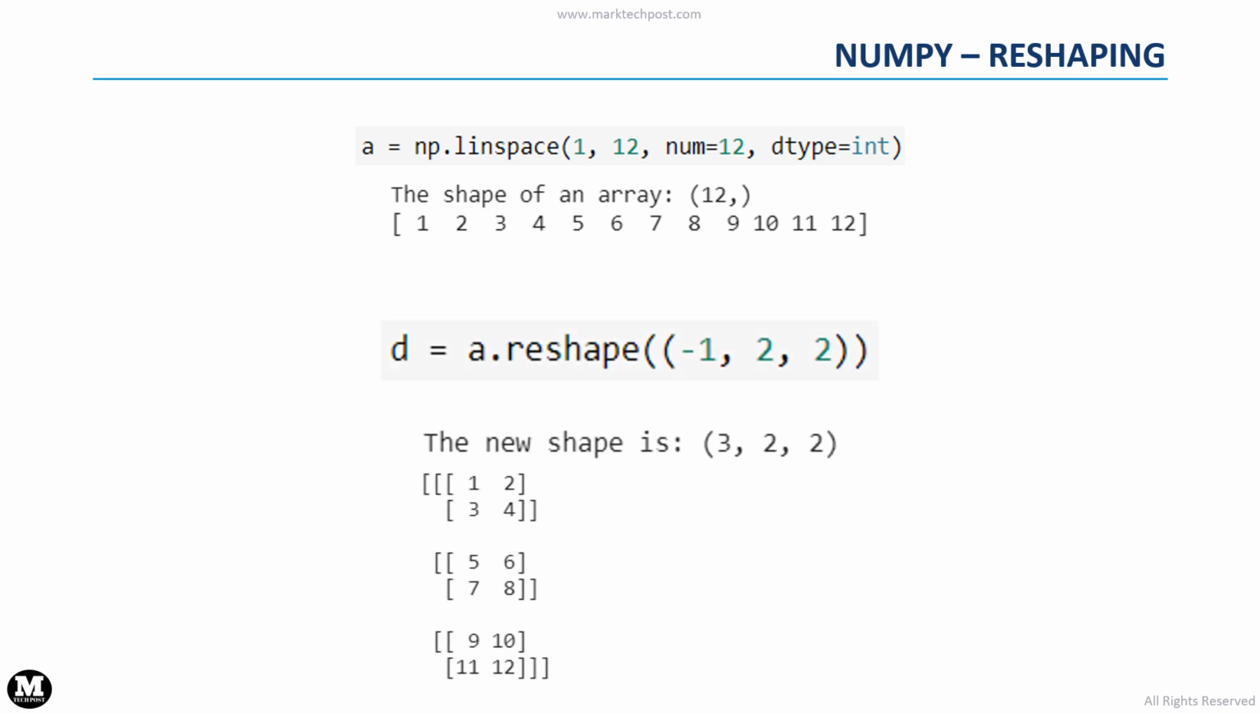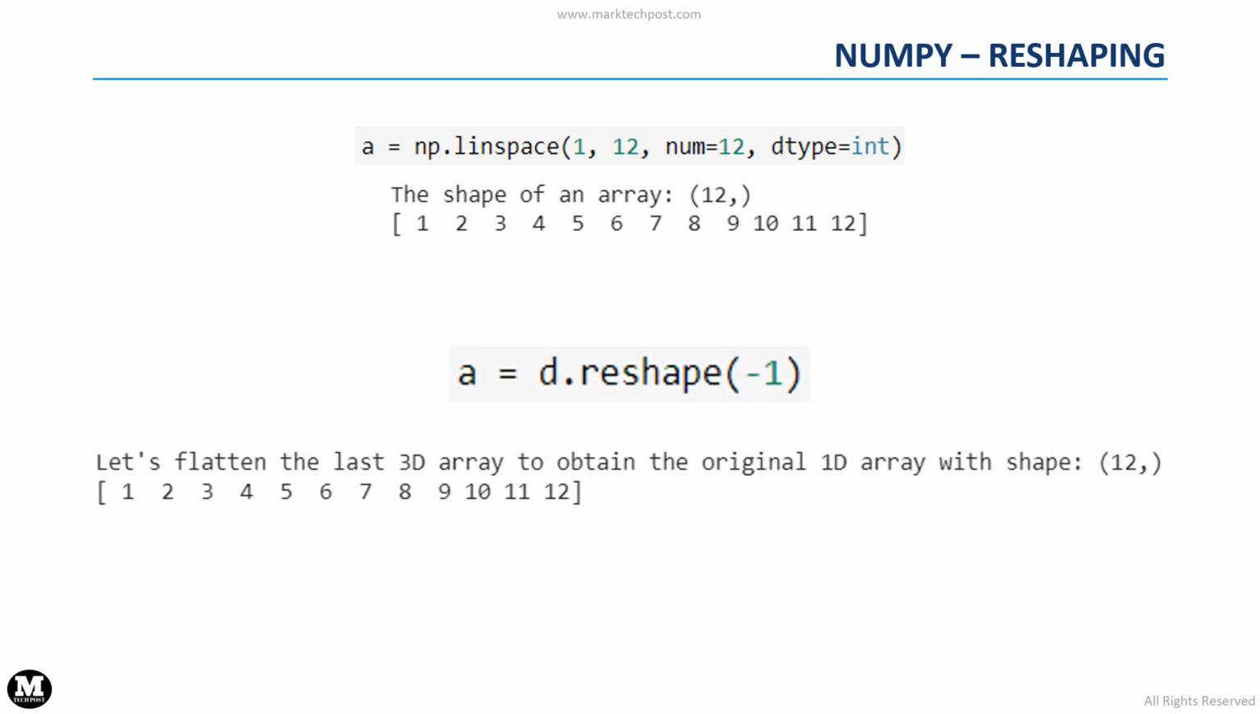If we don't know how many elements there are in a specific dimension, we can use -1 and Numpy will compute this for us, if possible. In this case, we want to obtain as many 2x2 matrices as possible, starting from the original array. We can reshape it into 3 of these matrices. If we want to flatten a multidimensional array, we just have to use the -1 as the argument. In this way, Numpy will reshape the multidimensional array to a one-dimensional array containing all the elements.